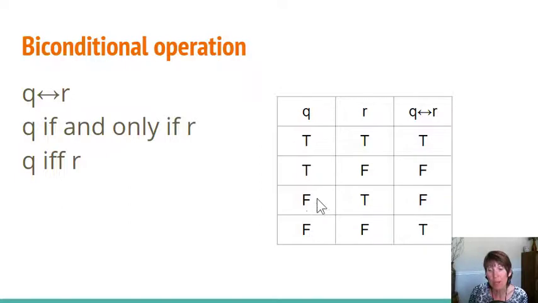Now here's where it's different. When Q is false and R is true, it's also false, because this says Q if and only if R. So Q is true if and only if R is true. And so that one is false, because when R is true, Q is false. Now, if both of them are false, then it's true. This doesn't specify what they have to be, so they can both be false, and this can still hold true. So that's the biconditional operation.